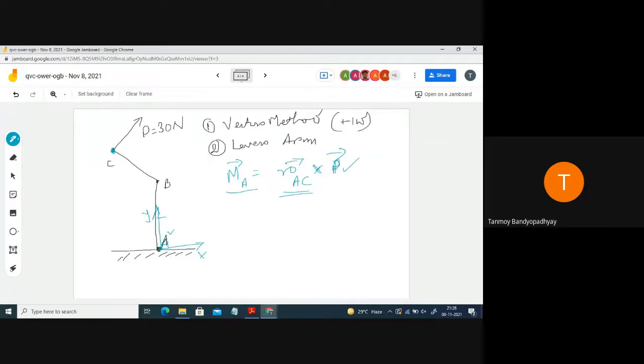So I think now it's easier. For this case also you can take the origin at B, you can take the origin at C, you can take the origin anywhere. That will not change the answer.